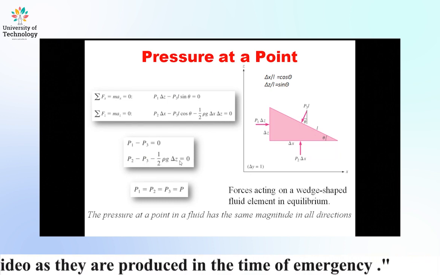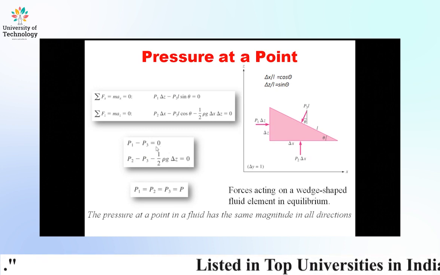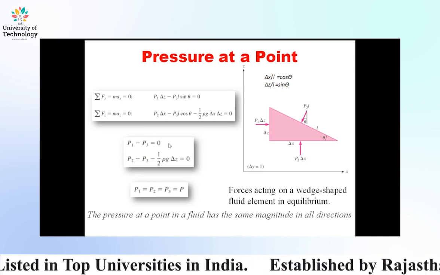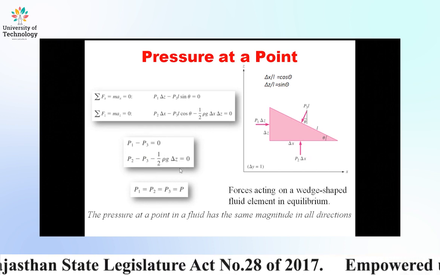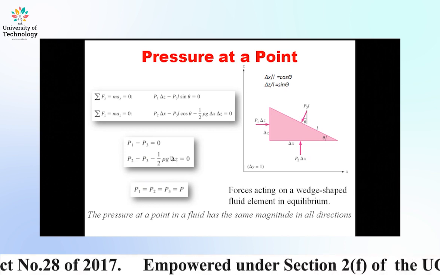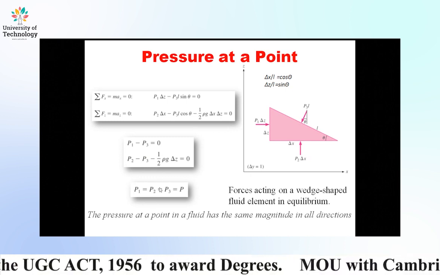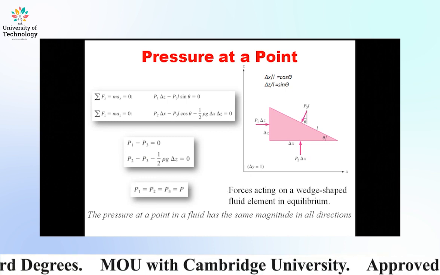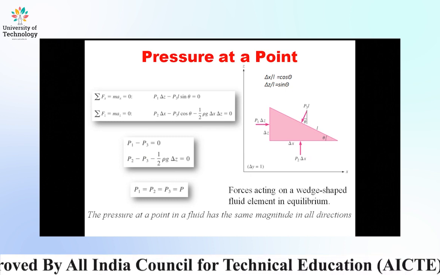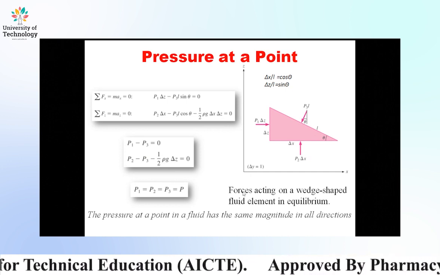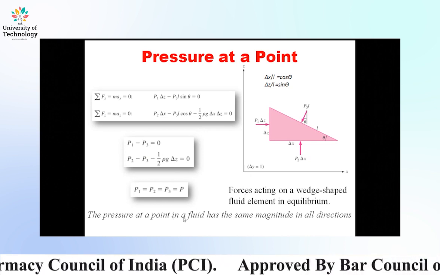So by this equation, P1 is equal to P3. And for this fluid element, delta z is very small, tending to 0. So P2 is equal to P3. So we finally get P1 is equal to P2 is equal to P3 is equal to P. The forces act on a wedge-shaped fluid element in equilibrium conditions. This is a triangular wedge. The pressure at a point in a fluid has the same magnitude in all directions.